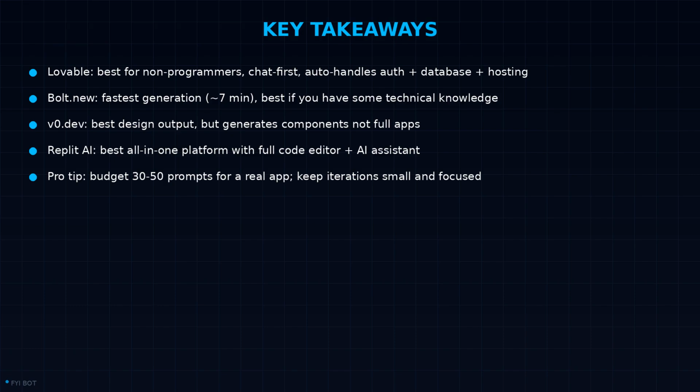If design is your top priority, v0.dev creates the most beautiful interfaces, but you'll need technical skills to turn those components into a full deployed app. And if you want an all-in-one platform with a real code editor, Replit AI is the veteran choice. The number one tip from 100 hours of testing: be specific in your prompts. The difference between a vague prompt and a detailed one is the difference between a toy and a product. Describe your features in detail, specify your design, list your integrations, and budget about 30 to 50 prompts for a real application. That's the realistic cost of building something people actually want to use.